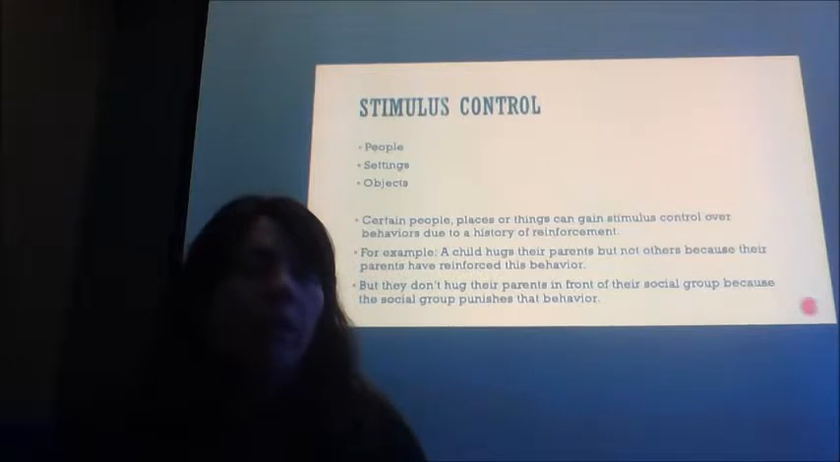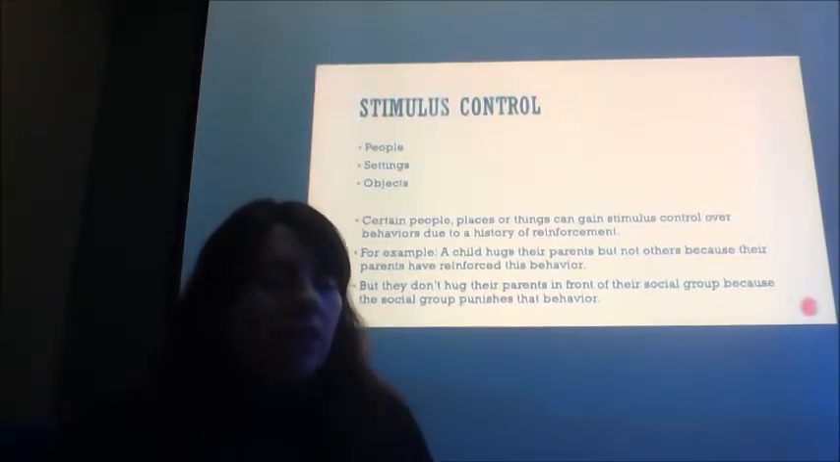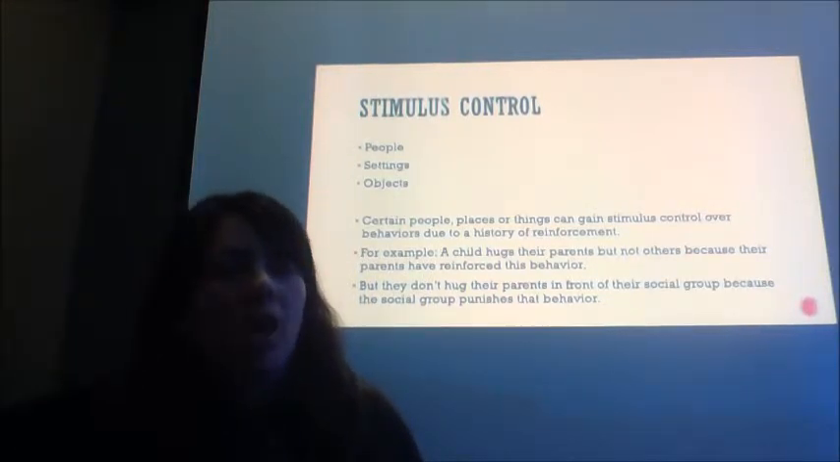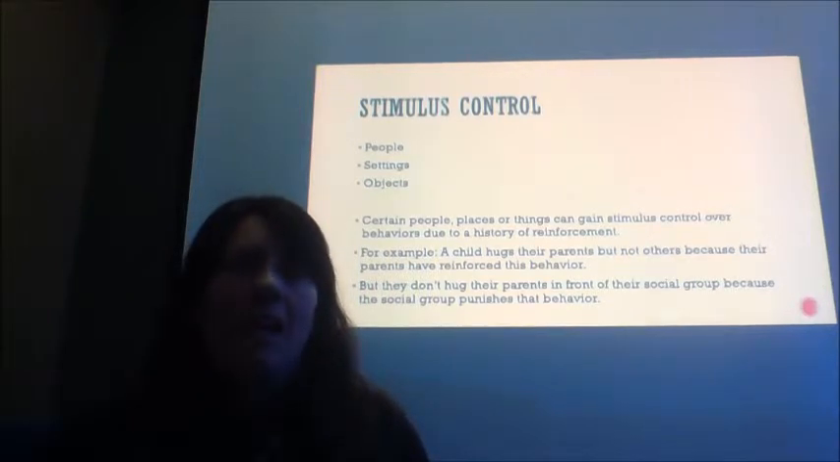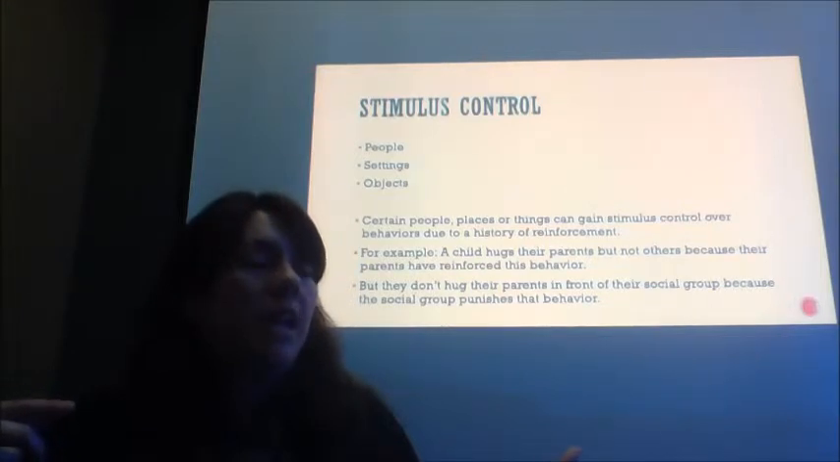So stimulus control, we've been talking more about isolated signals, like instructions and signals from the environment, but other things can have control over our behavior. For example, people, settings, and objects. Certain people, places, or things can gain stimulus control over behaviors due to a history of reinforcement. For example, a child hugs their parents, but not others, because their parents have reinforced this behavior. With little children, it's different, but say you become an adolescent or adult, and you say hey and hug somebody you know, they're going to say hey and hug you back. If you say hey and hug a stranger, they're going to be like, ah. So the stranger gets no reinforcement, the friend gets reinforcement, and the friend becomes an SD for hug me.